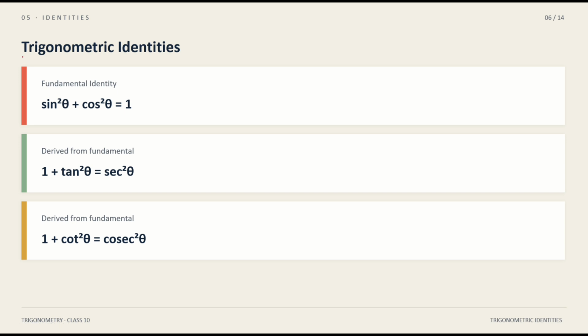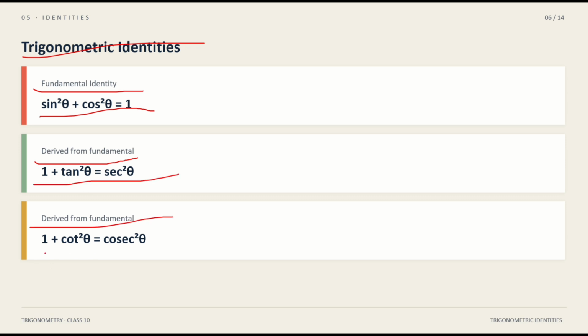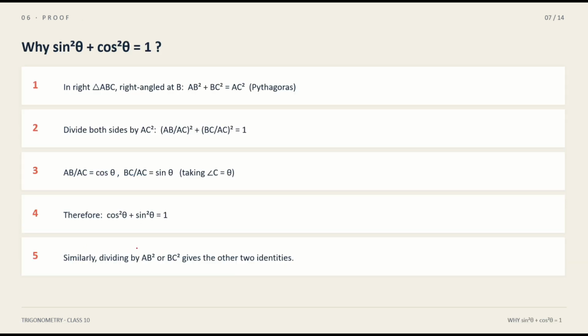And we learn some trigonometric identities. The fundamental identity is sin square theta plus cos square theta is equal to 1. Derived from it, 1 plus tan square theta is equal to sec square theta. Next, 1 plus cot square theta is equal to cosec square theta. Now, how do we prove that sin square theta plus cos square theta is equal to 1?